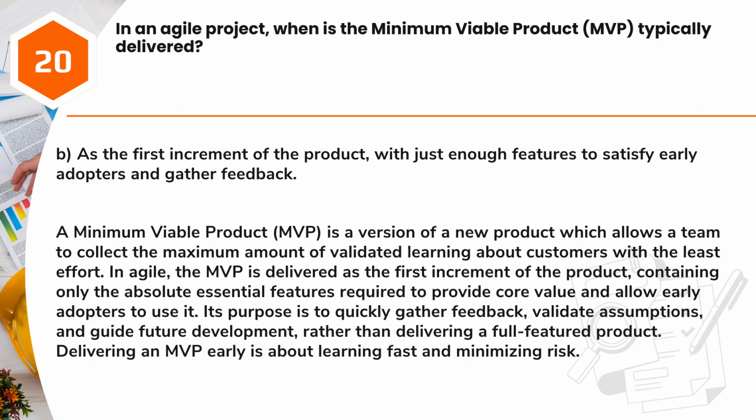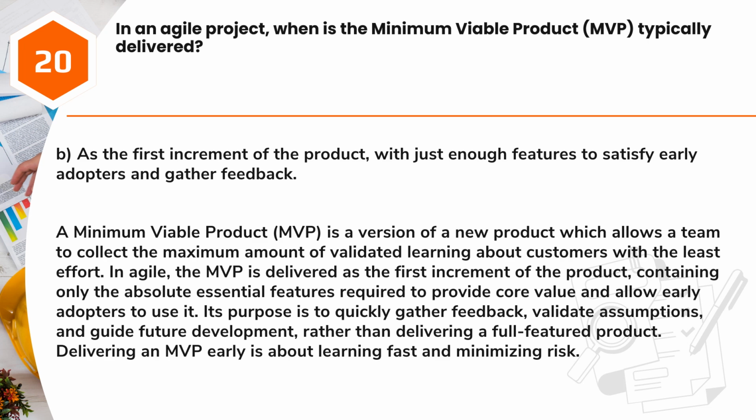Answer: B. As the first increment of the product, with just enough features to satisfy early adopters and gather feedback. A minimum viable product, MVP, is a version of a new product which allows a team to collect the maximum amount of validated learning about customers with the least effort.